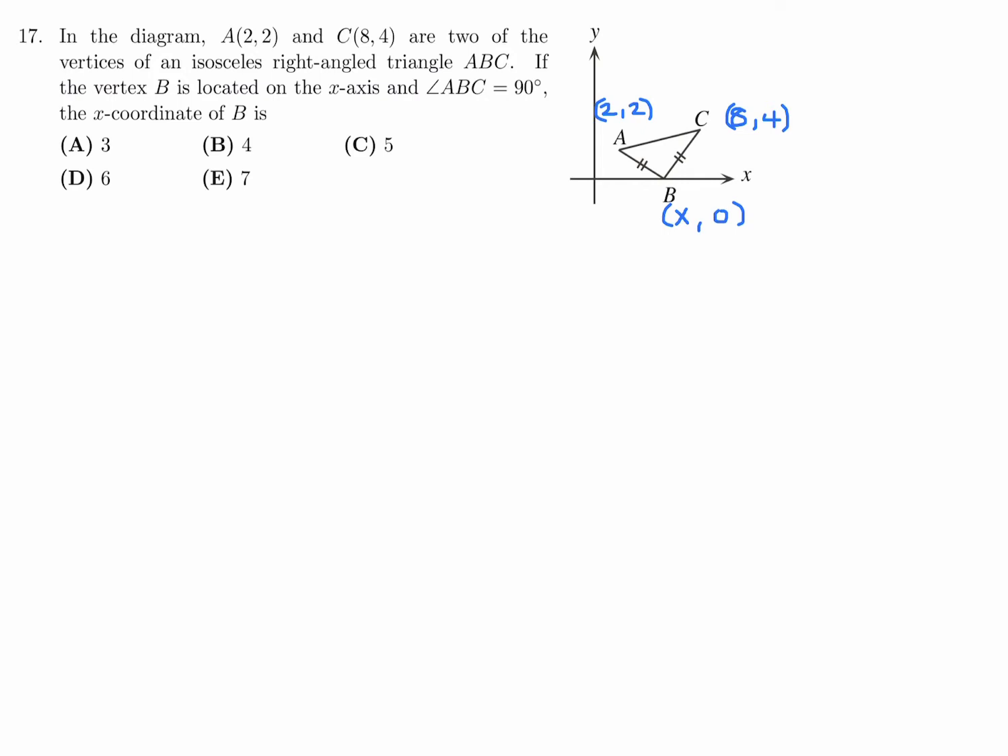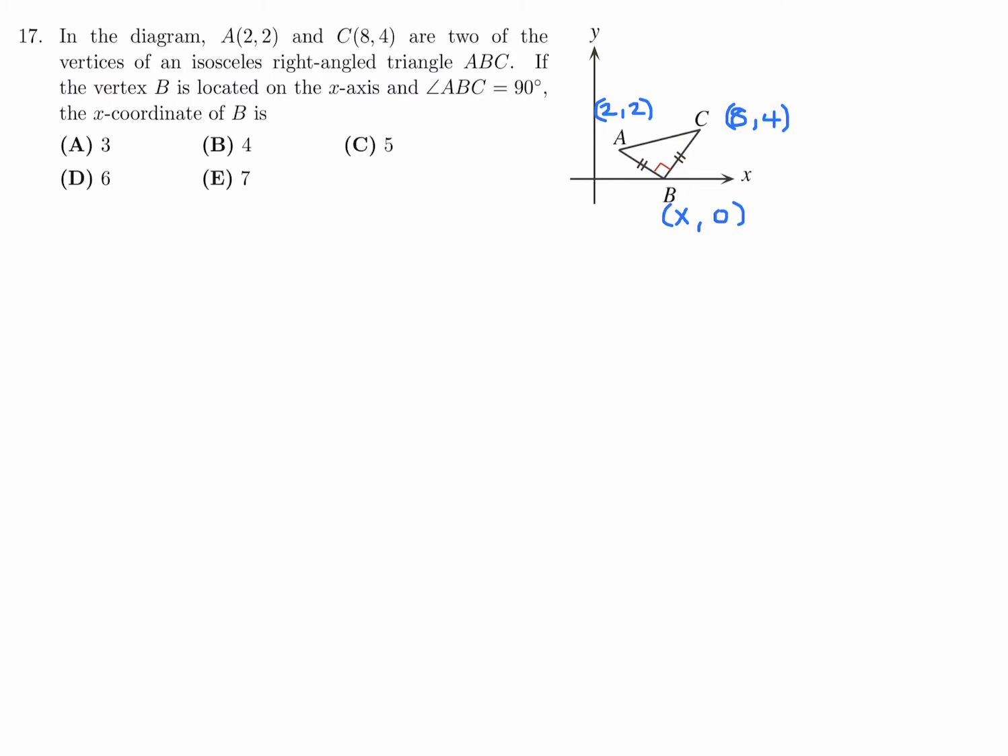So how do we do that? Well, first thing that they give us that's very helpful is that ABC is 90 degrees. So if that's 90 degrees, then that becomes a right angle. And because it's a right angle, we can use Pythagoras. Now Pythagoras, but how though? We don't know the length of this side, nor do we know the length of that side. But we can use the distance formula.